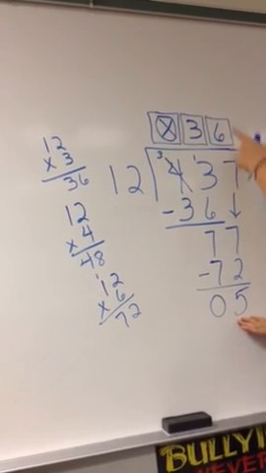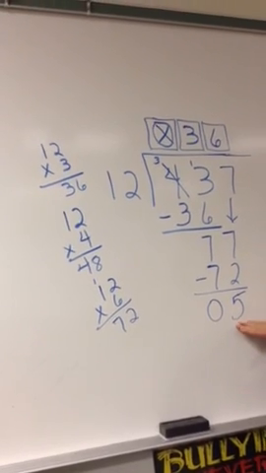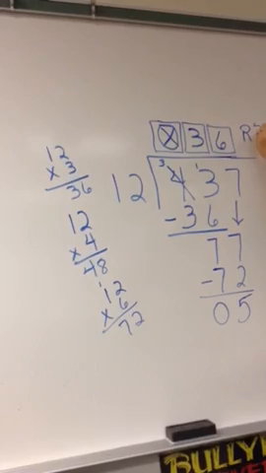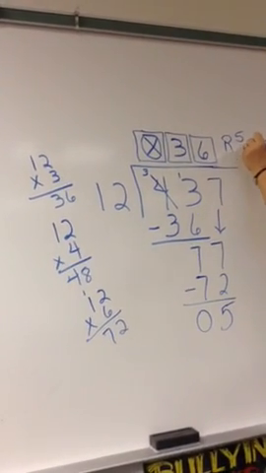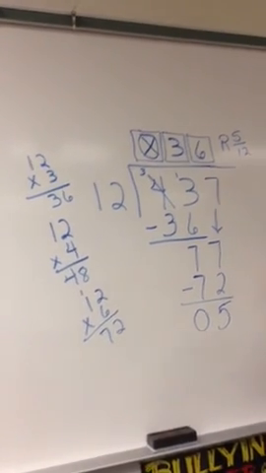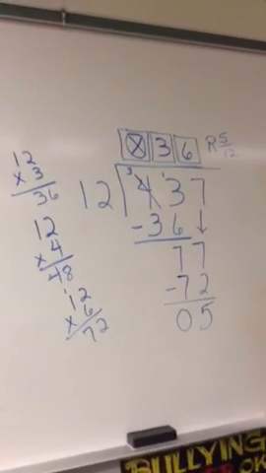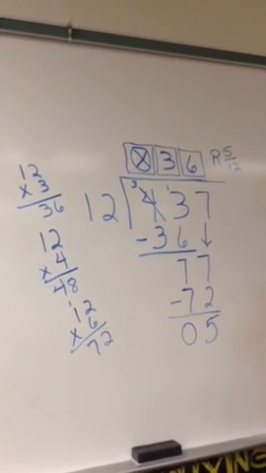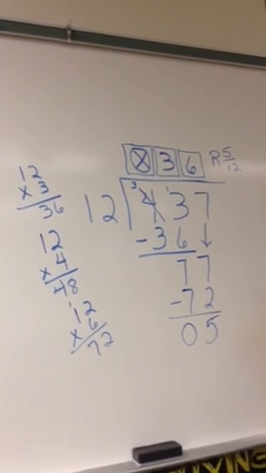I do not have any more boxes to fill, and so the 5 is my remainder. So my remainder would be 5 out of 12, where the 12 is the divisor, because we'll be working with fractions coming up. So this is how you do long division.